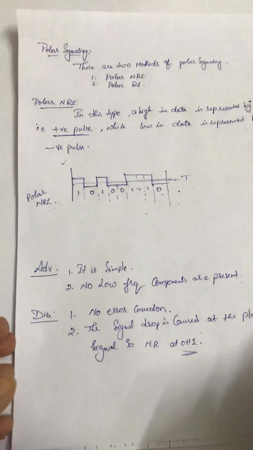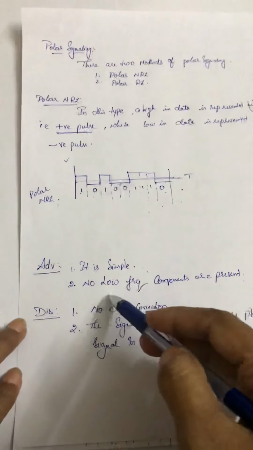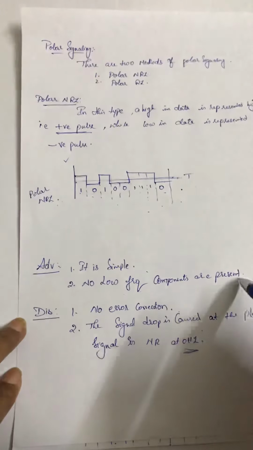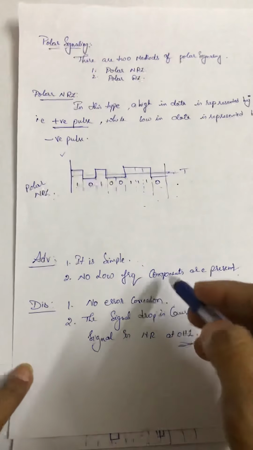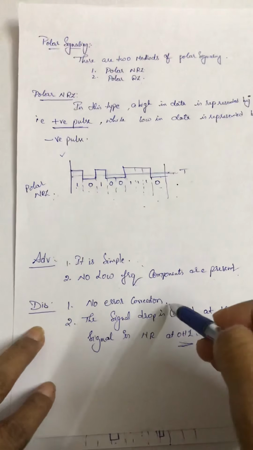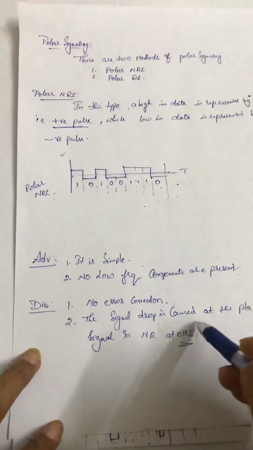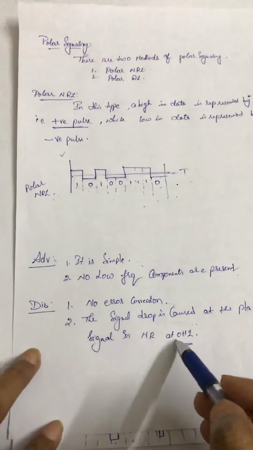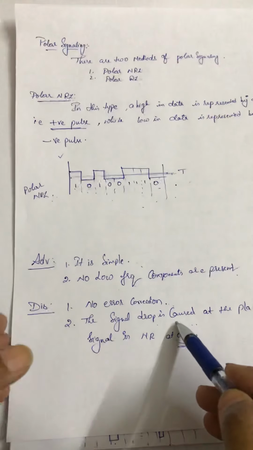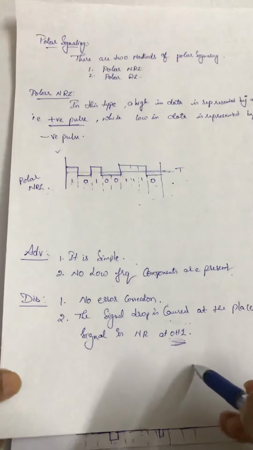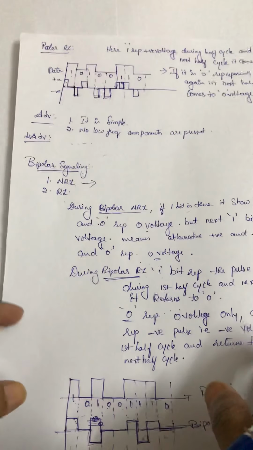Now what are the advantages and disadvantages? It is again simple, and no low frequency components are present here. Very low frequencies are not present. The disadvantages: no error correction is done, and signal drop is caused where the frequency is 0 Hz. Where the frequency is 0 Hz, signal drop will occur. That is the disadvantage. Next we are moving to polar RZ.